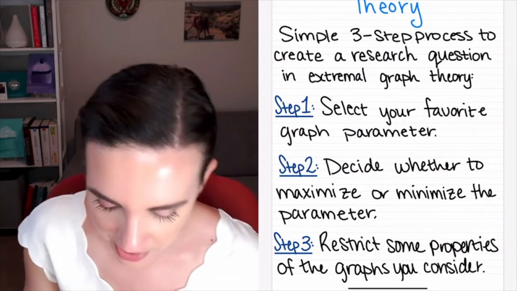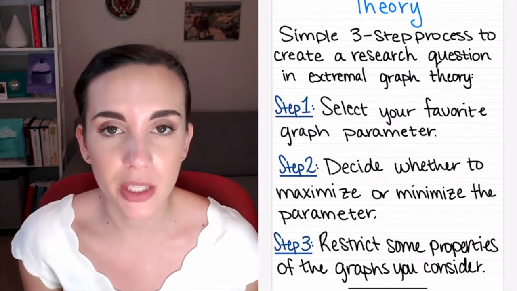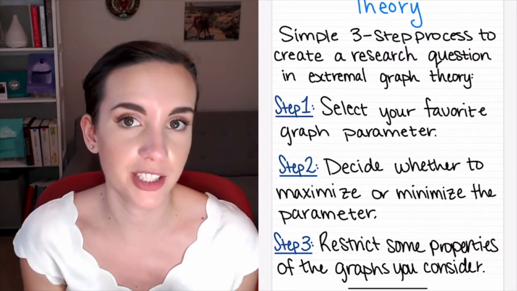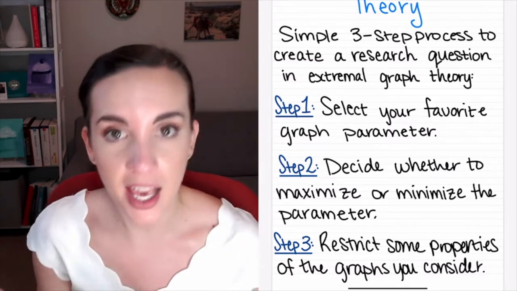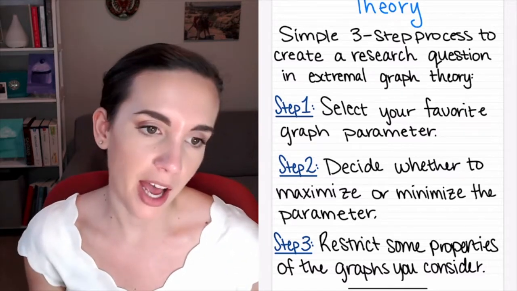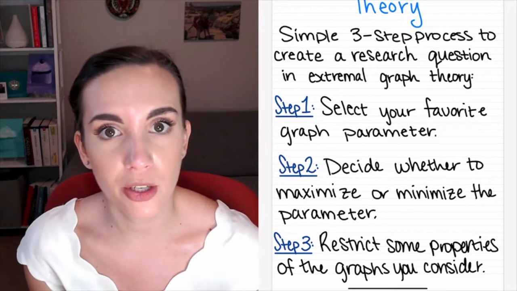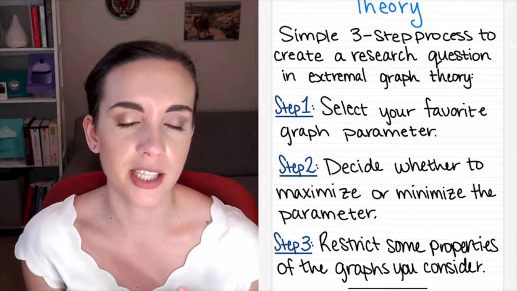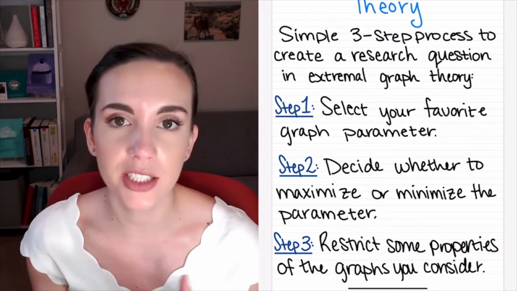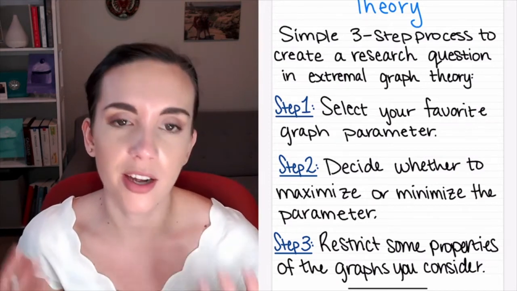So some typical ideas for step three would be to fix the number of vertices, or fix the number of edges, or fix both, fix the number of vertices and the number of edges, or have a lower bound on the minimum degree or an upper bound on the maximum degree. So those are all great options that we can use for restricting the types of graphs we are considering in our research question.